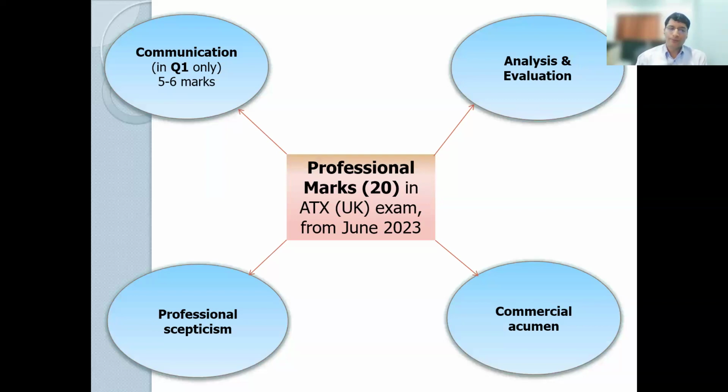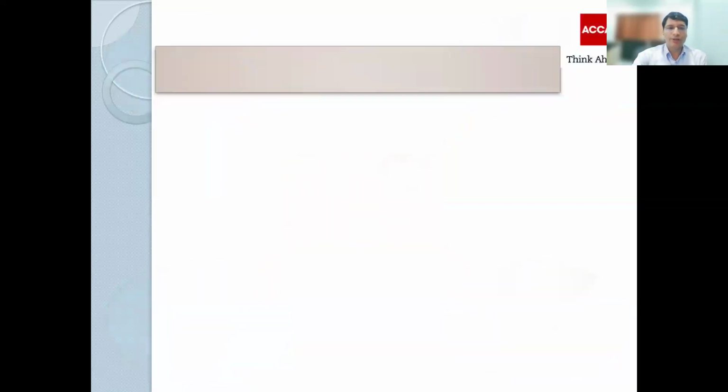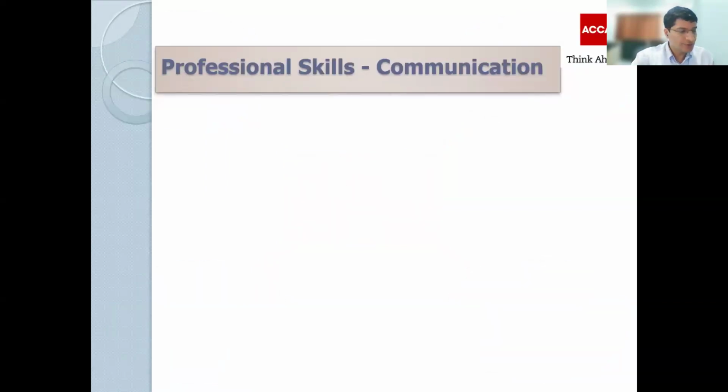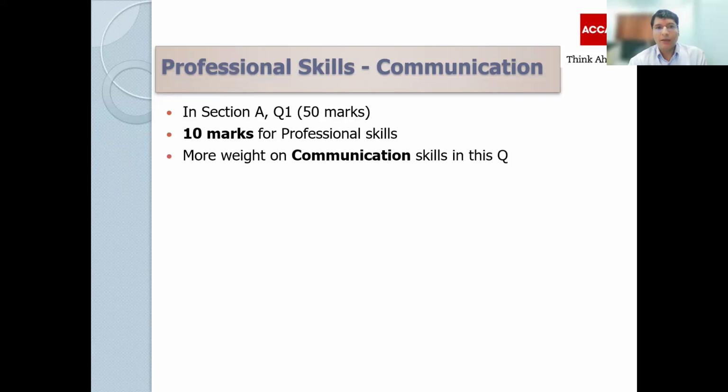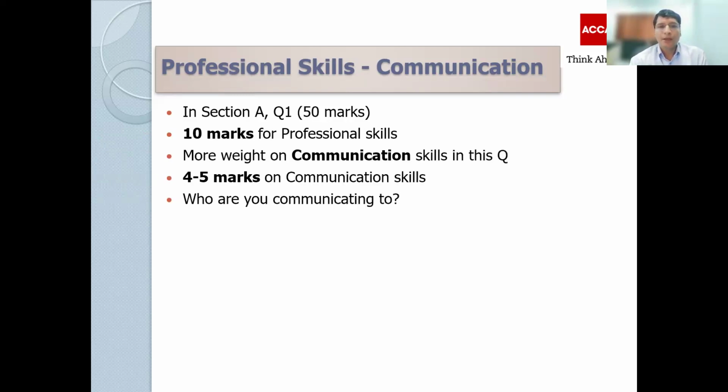Therefore, I'm just going to spend a little longer on communication. Just bear with me for 2-3 minutes. So within the professional skills, I want to talk for a couple of minutes about communication. It's going to be section 1, total marks 10, with more weight on communication, 4-5 marks. What you need to be thinking about in the exam is who you are communicating to.